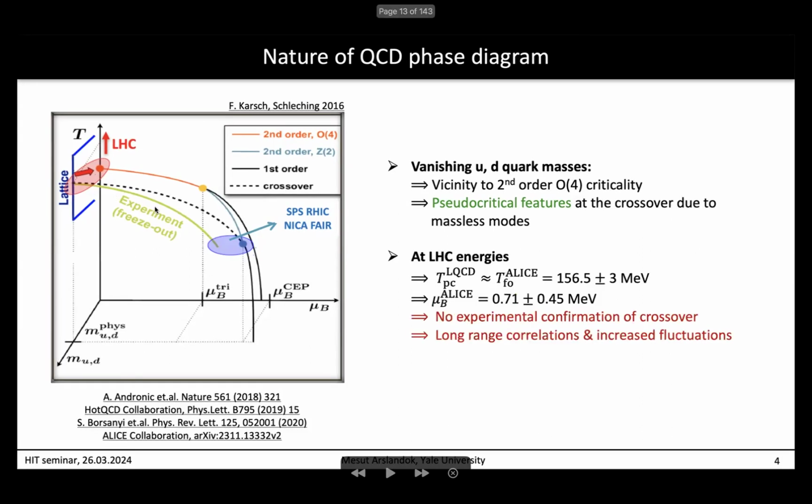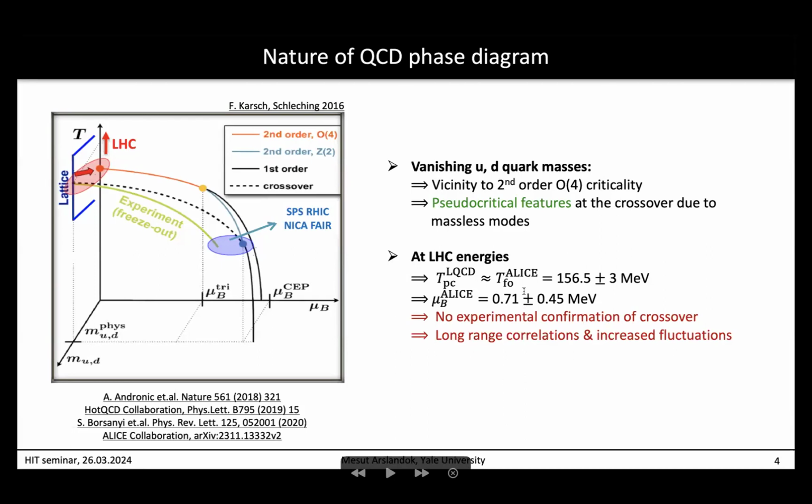And so far, what we know at LHC energies, what is predicted by lattice QCD, is a pseudo-critical temperature on the level of 156 MeV. And from the particle yields, we can also measure the freeze-out temperature with the standard statistical hadronization model. And this is very close to each other. And then what we know, again from the statistical hadronization model fits, is that we can estimate this mu_B, also looking at the particle ratios, and it is on the level of 0.7 MeV, which is also very close to zero.